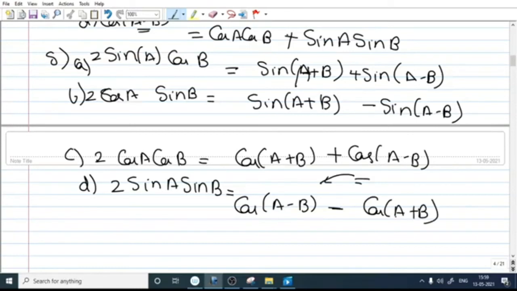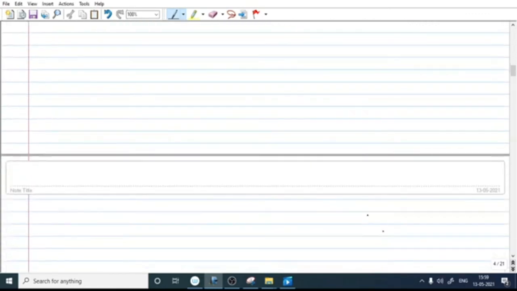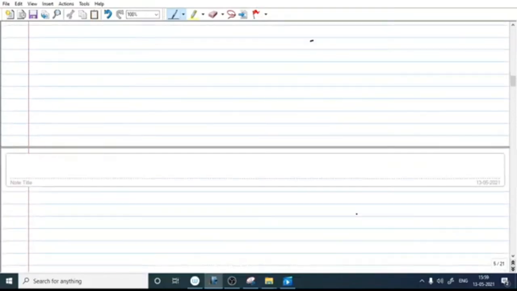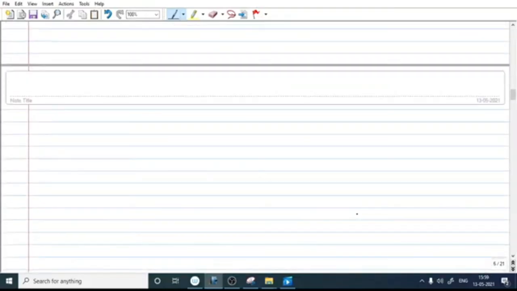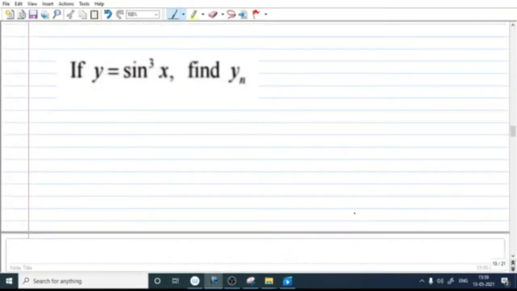So hope you have understood all these formulas. These were all the formulas which you need to revise. After revising you can solve the formula questions which we are doing now. So the first question which we will see, let me get the question. The question is: if y equals sine cube x, find yn.